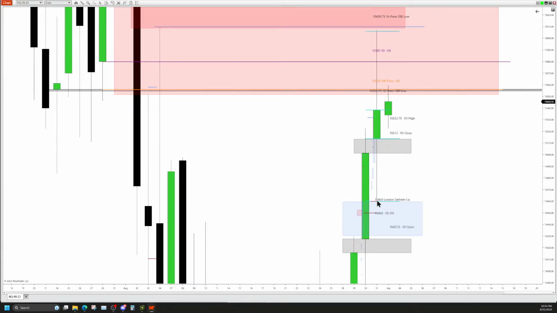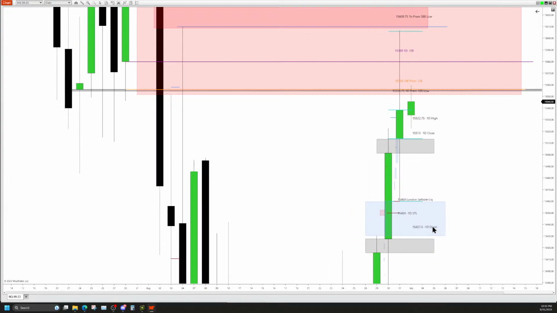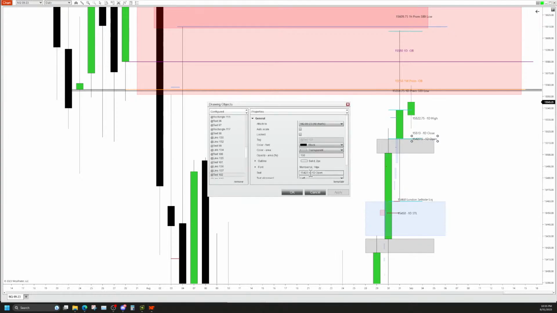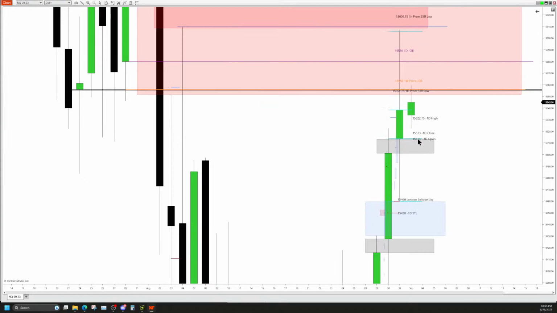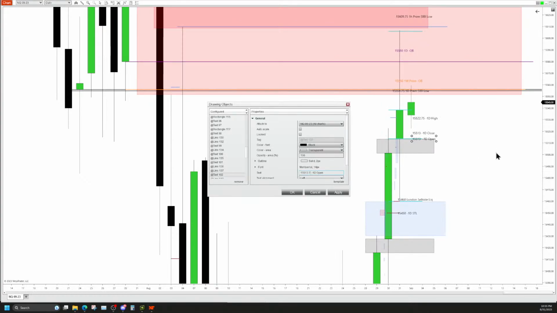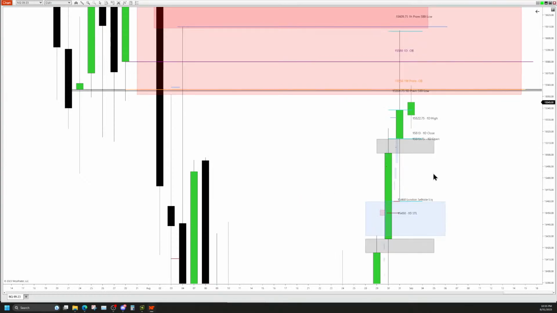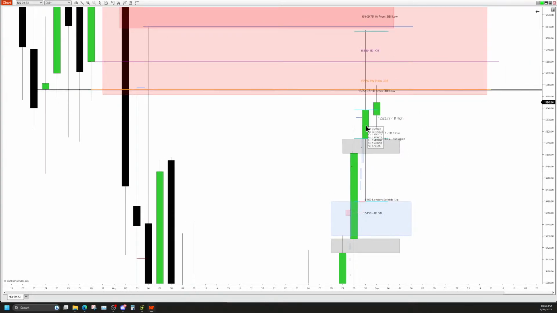I'm going to need to take out some of these annotations on the lower time frame in order for us to look a little bit more clean, but yes, I will do that following this. So previous day's open is 15,513.75. Previous day's close is 15,538.50.